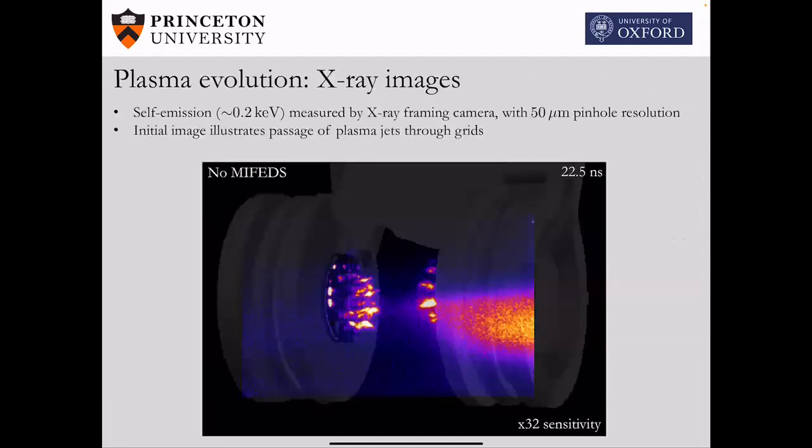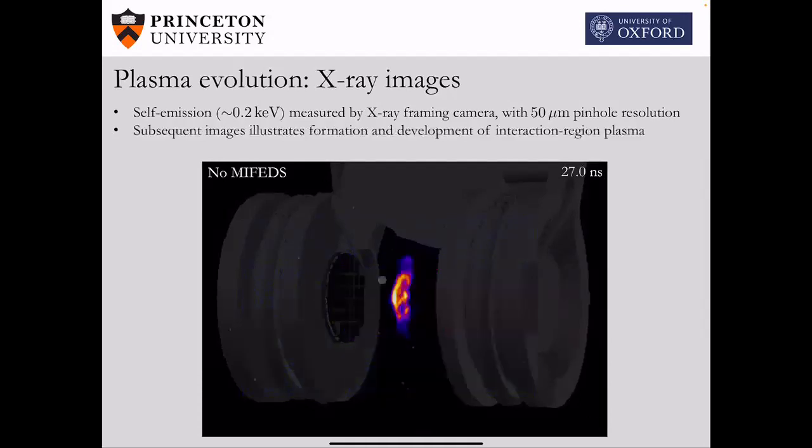So again, just to show you what these images look like in the no MIFEDs case before making the comparison. This is X-ray imaging, but at a slight angle to the interaction region plasma. Same resolution as before, still looking at soft X-rays. In these initial images, we adjusted the sensitivity of the camera, and at this pre-collision stage we can see the passage of the plasma jets through the grids, and actually see some evidence that the jets are already beginning to break up and become turbulent.